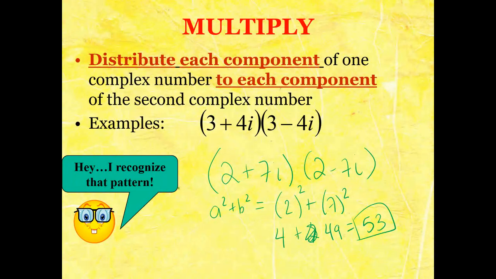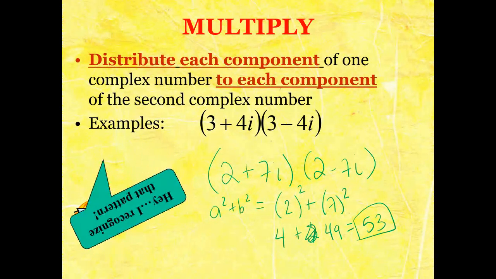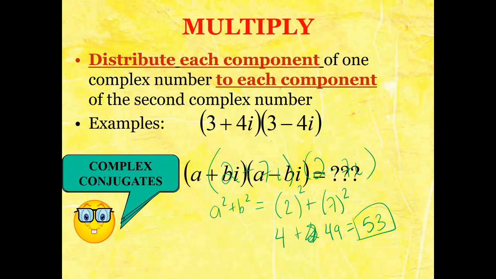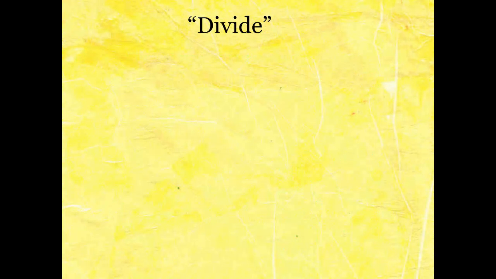You can try it out. It's what I'm going to get. It's a really good thing to recognize. Two complex numbers, you end up with a real number if they're complex conjugates. Amazing. So that's really going to help us with our last one over here, division.